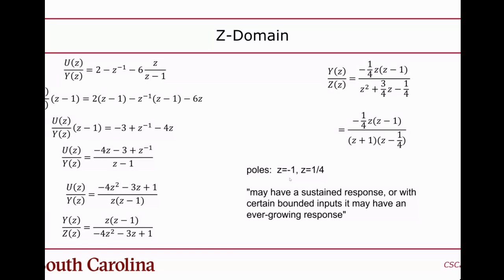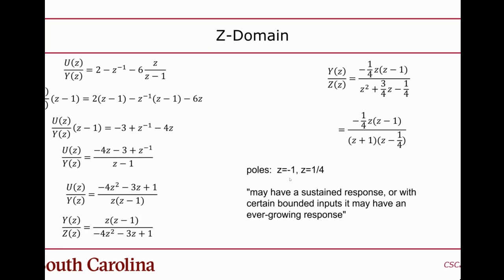And I factored. So I took the leading 4 out of the denominator by multiplying the numerator and the denominator both by 1/4, and then I factored the denominator. So I had z squared plus 3/4 z minus 1/4. So I factored it. So now I have z plus 1 times z minus 1/4 in the denominator. And now I have my poles. So I've got poles at z equals minus 1 and z equals 1/4.